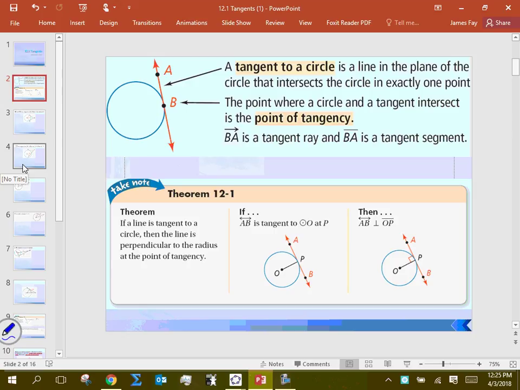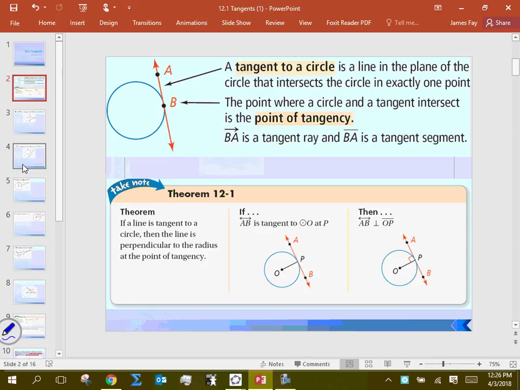Now, it's important that we say to a circle because we can be tangent to other things. We can be tangent to parabolas. We can be tangent to other smooth curves in the XY plane. Right now, we're just talking about circles. Being tangent to circles. But this is kind of the introductory to one of the main components of calculus and what allows us to do a lot of the calculus that we do.